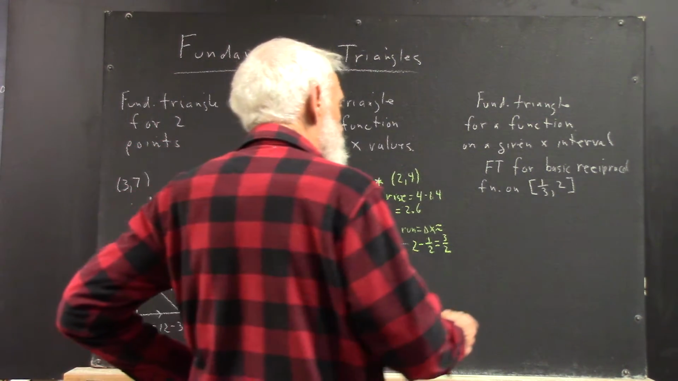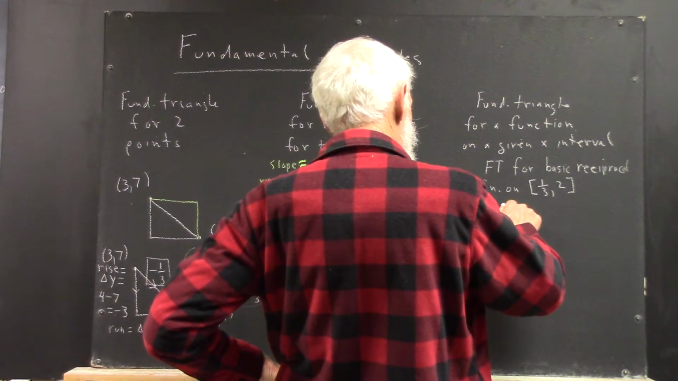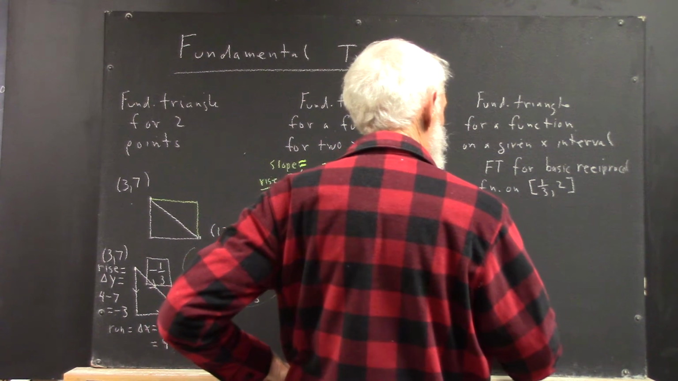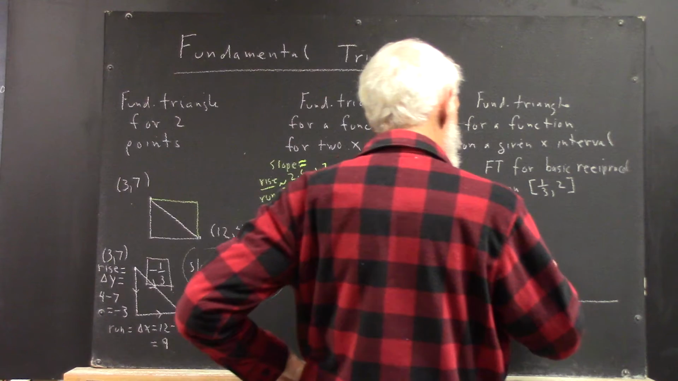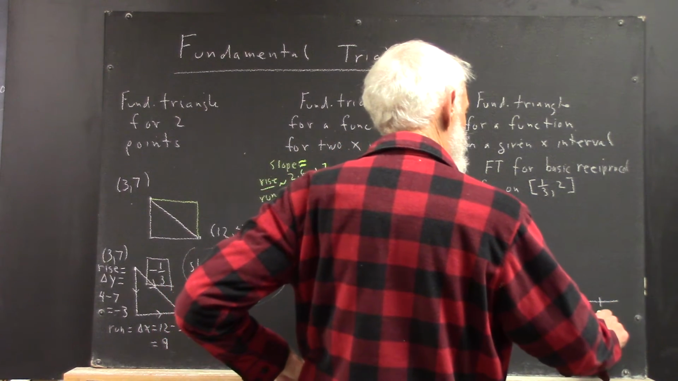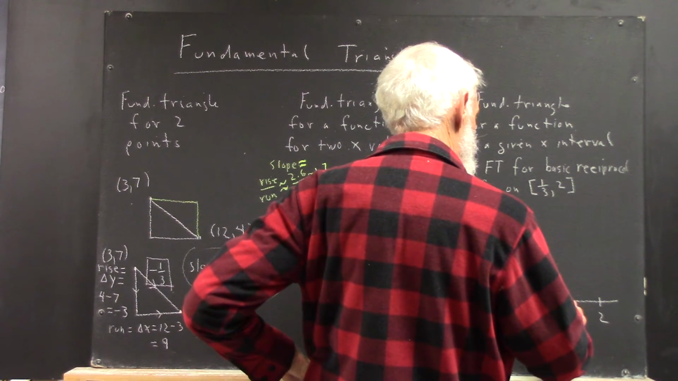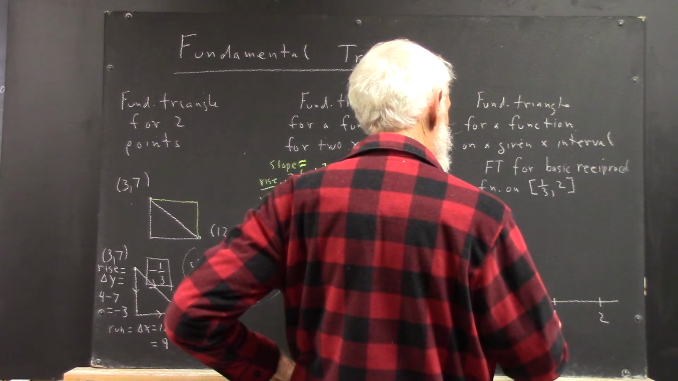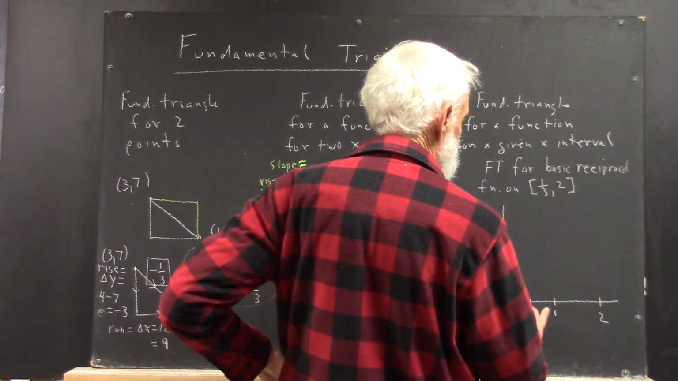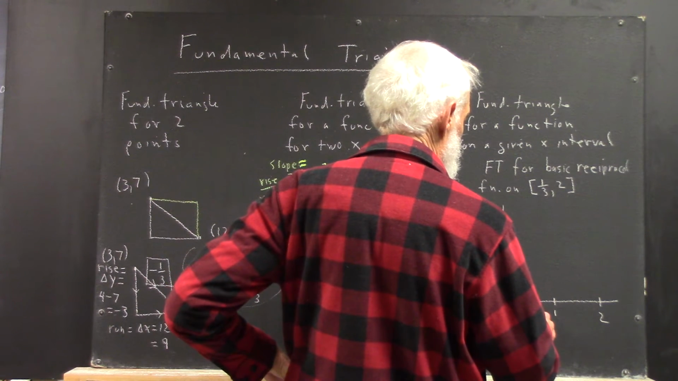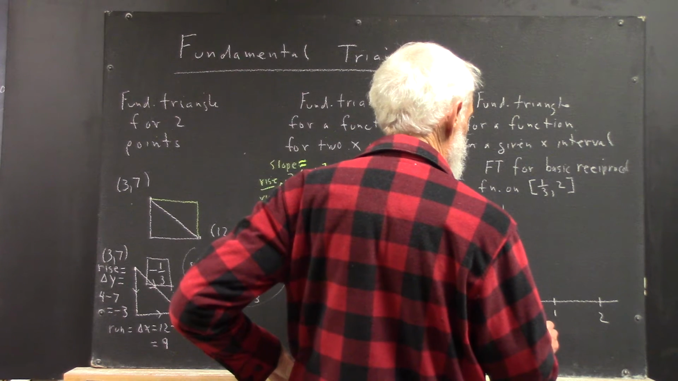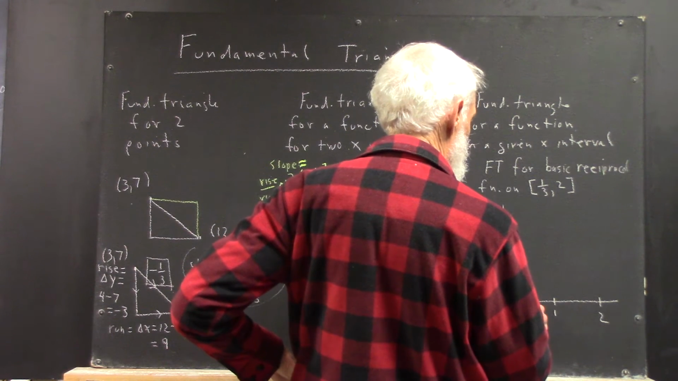Okay, so we draw the basic reciprocal function, draw the graph. Now, I'm not going to draw the entire graph. I want to have some room here. I'm just going to draw the graph in the first quadrant, because as you'll see, that's all we need. And this is 1/2. And 1/3 is about here.